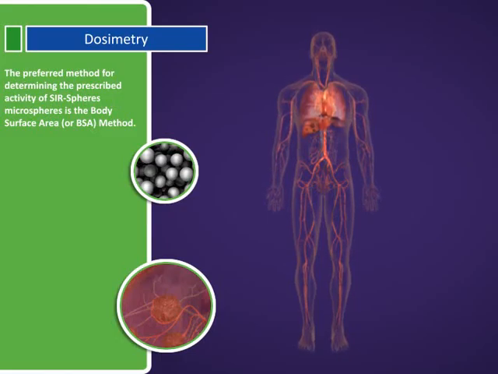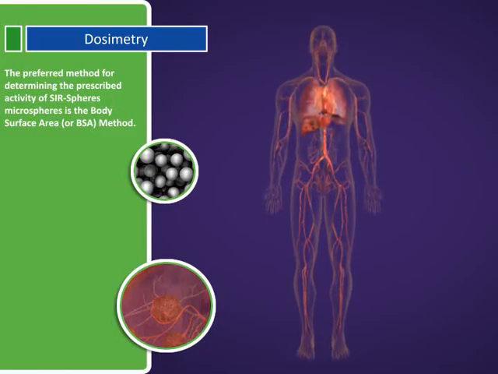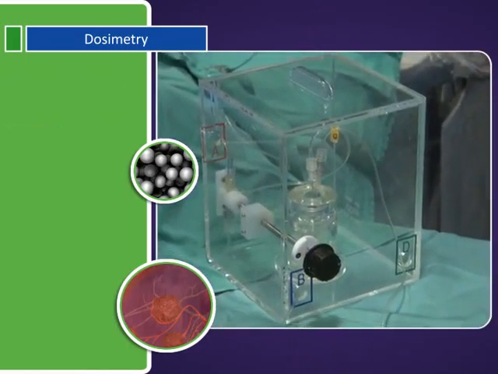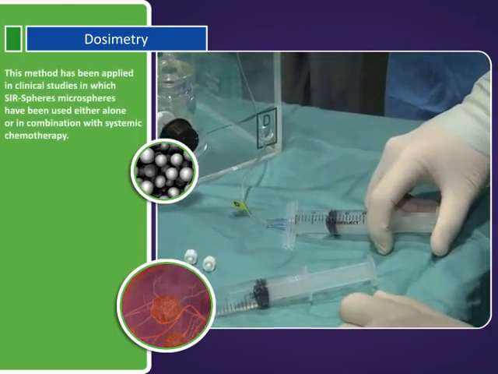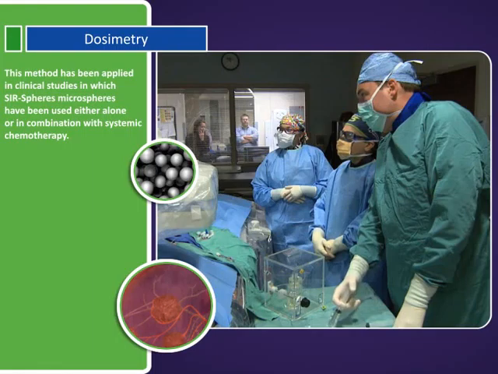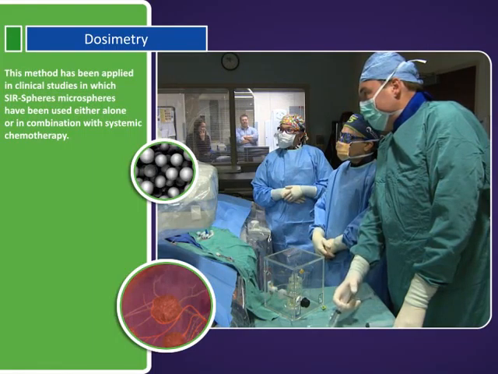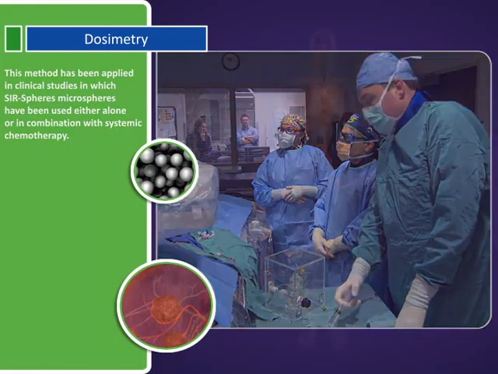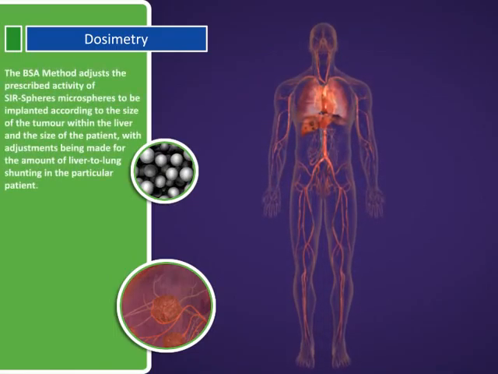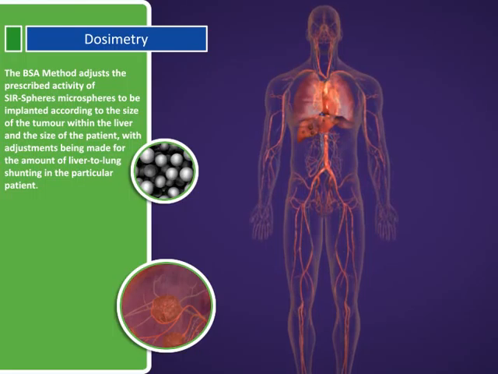The preferred method for determining the prescribed activity of SIR-Spheres microspheres is the body surface area, or BSA, method. This method has been applied in clinical studies in which SIR-Spheres microspheres have been used either alone or in combination with systemic chemotherapy.